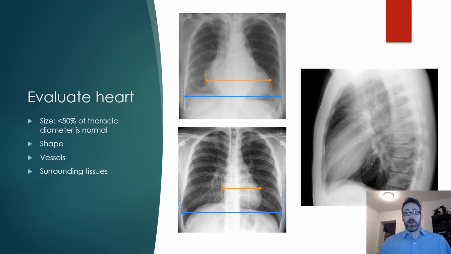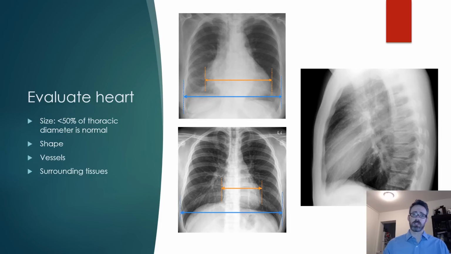So we measure the width of the heart, which you can see there in orange, and we make a ratio of that to the inner thoracic diameter. If it's less than 50%, not enlarged. If it's greater than 50%, that would be considered abnormal. We would assess the shape based on the outline there, and then of course look at the surrounding tissue.